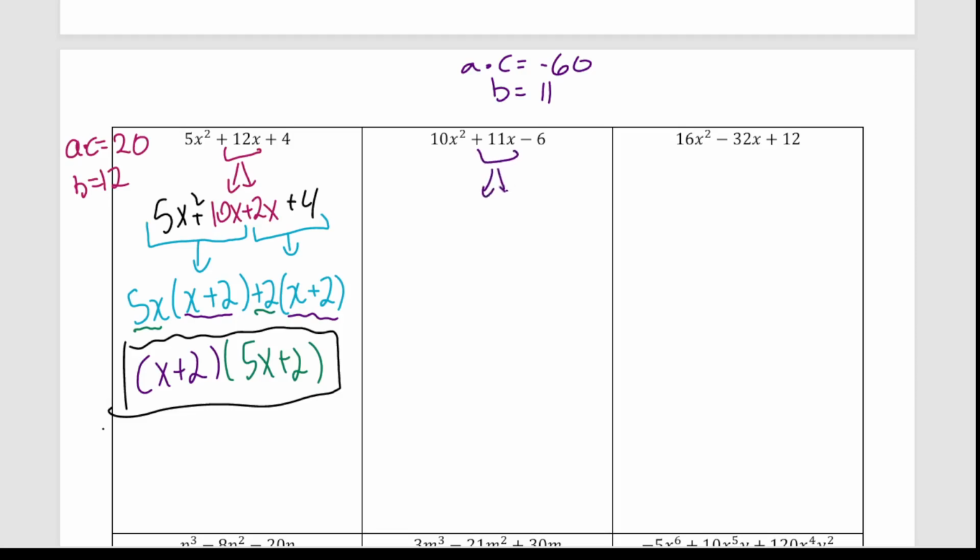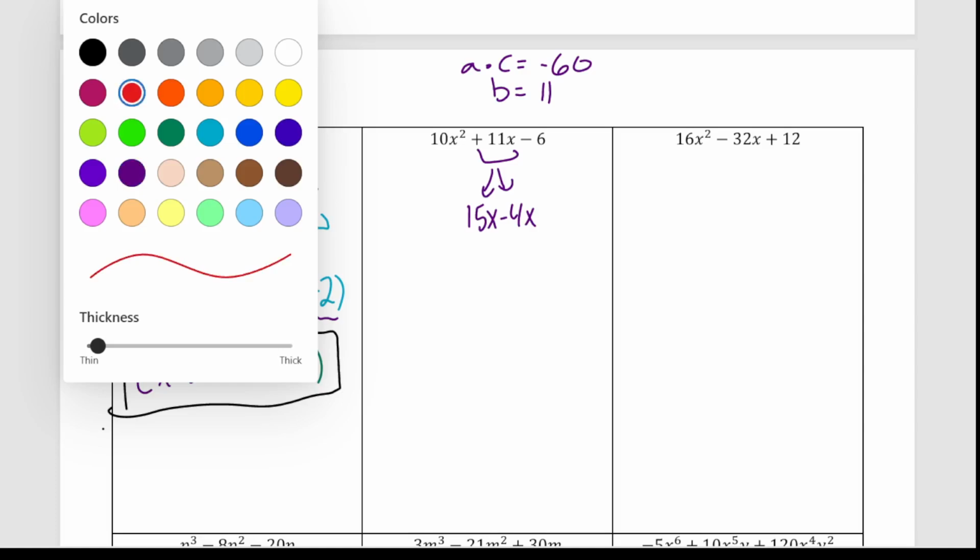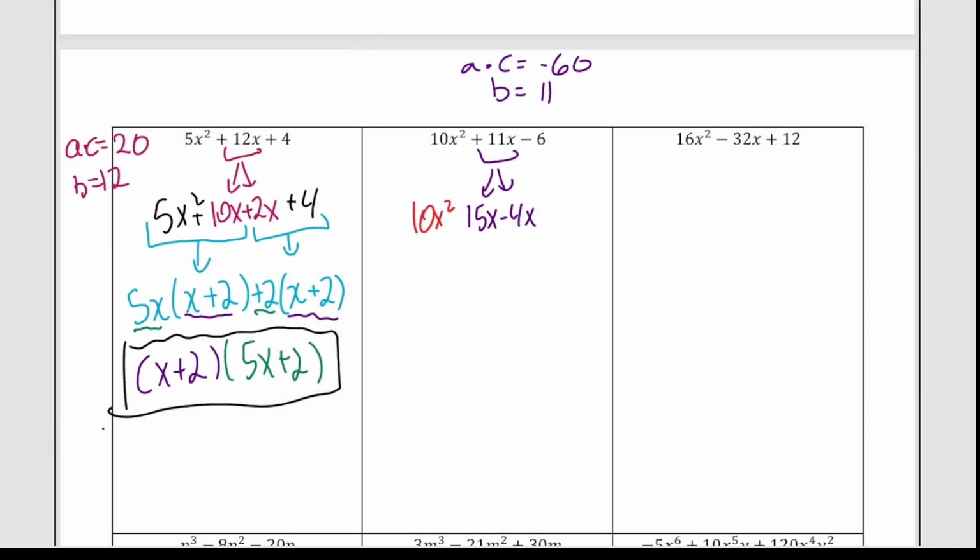If that wasn't coming to you, I'd encourage you just to start listing out the factors of negative 60 until something works. So we're going to have positive 15x minus 4x, and then we're going to drop down our other terms, 10x squared minus 6.